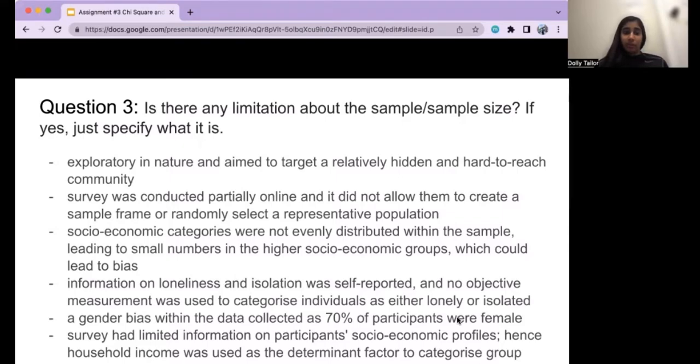Fourth, the information on isolation was self-reported, so there was no real objective measurement to categorize those individuals as either lonely or isolated. There was also a gender bias, as 70% of the participants were actually female. And last but not least, the survey had limited information on participants' socioeconomic profiles, so they used household income to determine how to categorize those people.